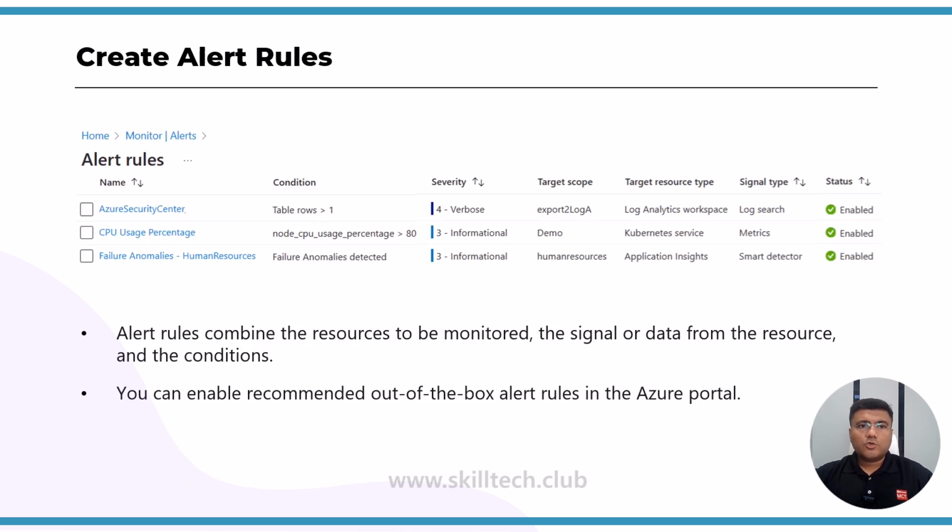This screenshot shows you how you can create an alert rule. As you can see here, we have some alert rules configured, and with each alert rule, we have a specific condition. Alert rules combine the resources to be monitored, the signal or data from the resource, and the condition. In this case, you can see that the target scope is mentioned, and the targeted resource type is also mentioned inside this. Based on that, it's going to associate this alert with different kinds of targeted resource types and trigger the alert configurations.